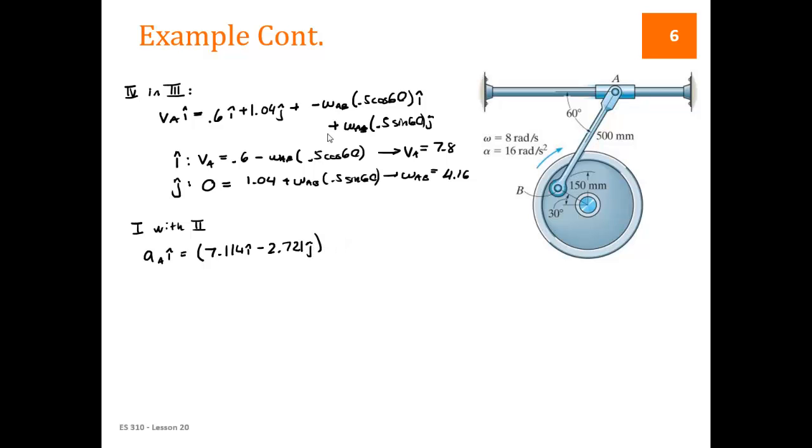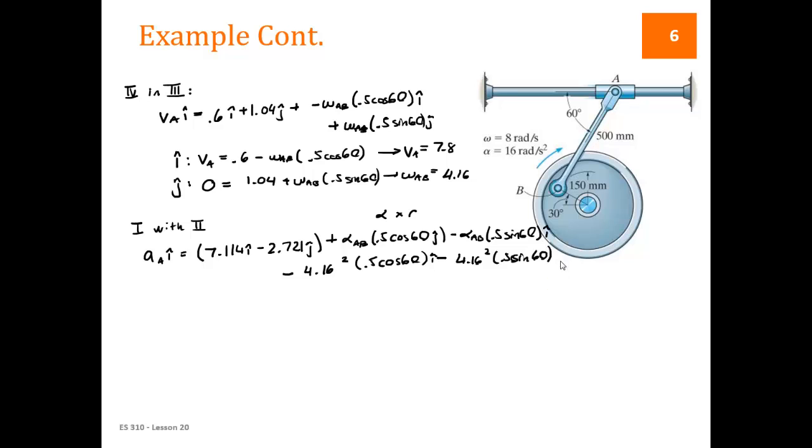And then we have plus omega AB times 0.5 cosine of 60 J hat minus alpha AB times 0.5 sine of 60 I hat. So that was the cross product of that term. So this was the alpha crossed with R term. Then we have minus the 4.16 squared, so that's omega squared, times R, which has 0.5 cosine 60 in the I hat, minus 4.16 squared, 0.5 sine of 60 in the J hat. Alright, so now we can break it up.